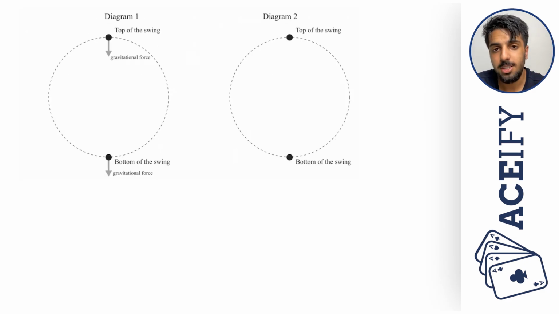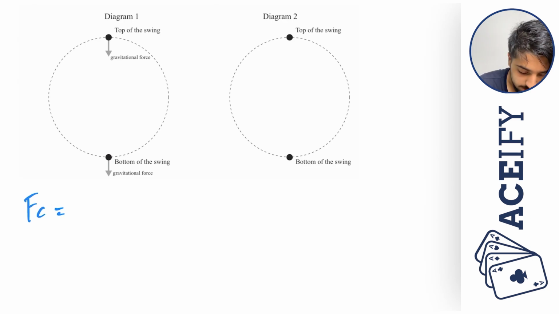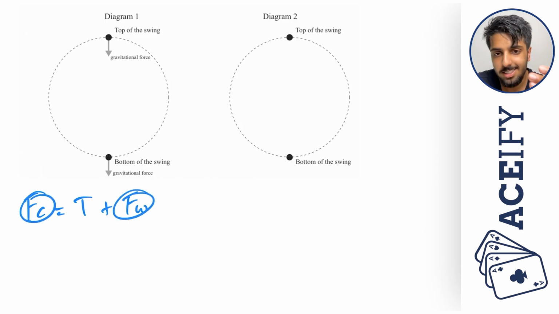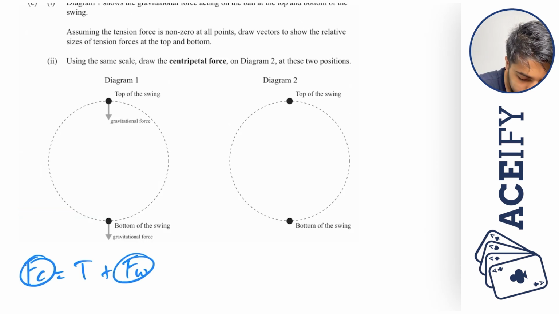The reason for that is because at the top of the swing, the centripetal force is provided by the tension plus the weight force. And so because the weight force is helping supply the centripetal force, the tension force can be less. And so we can draw our tension as so. That's our tension right there.